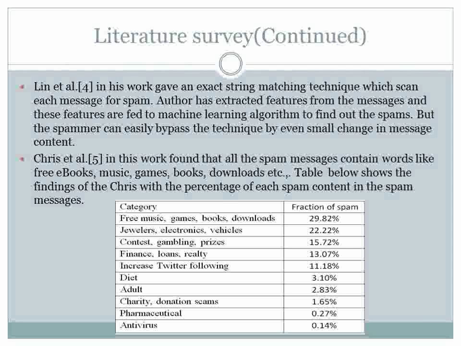In another work, Chris et al. found all the spam messages contain words like free ebook, music, games, books, etc. He also gave a table which included the percentage of each spam content in spam messages. Using this table as a ground reality, we propose a new technique that is based on fuzzy string matching, and that classifies the spam from the message stream.